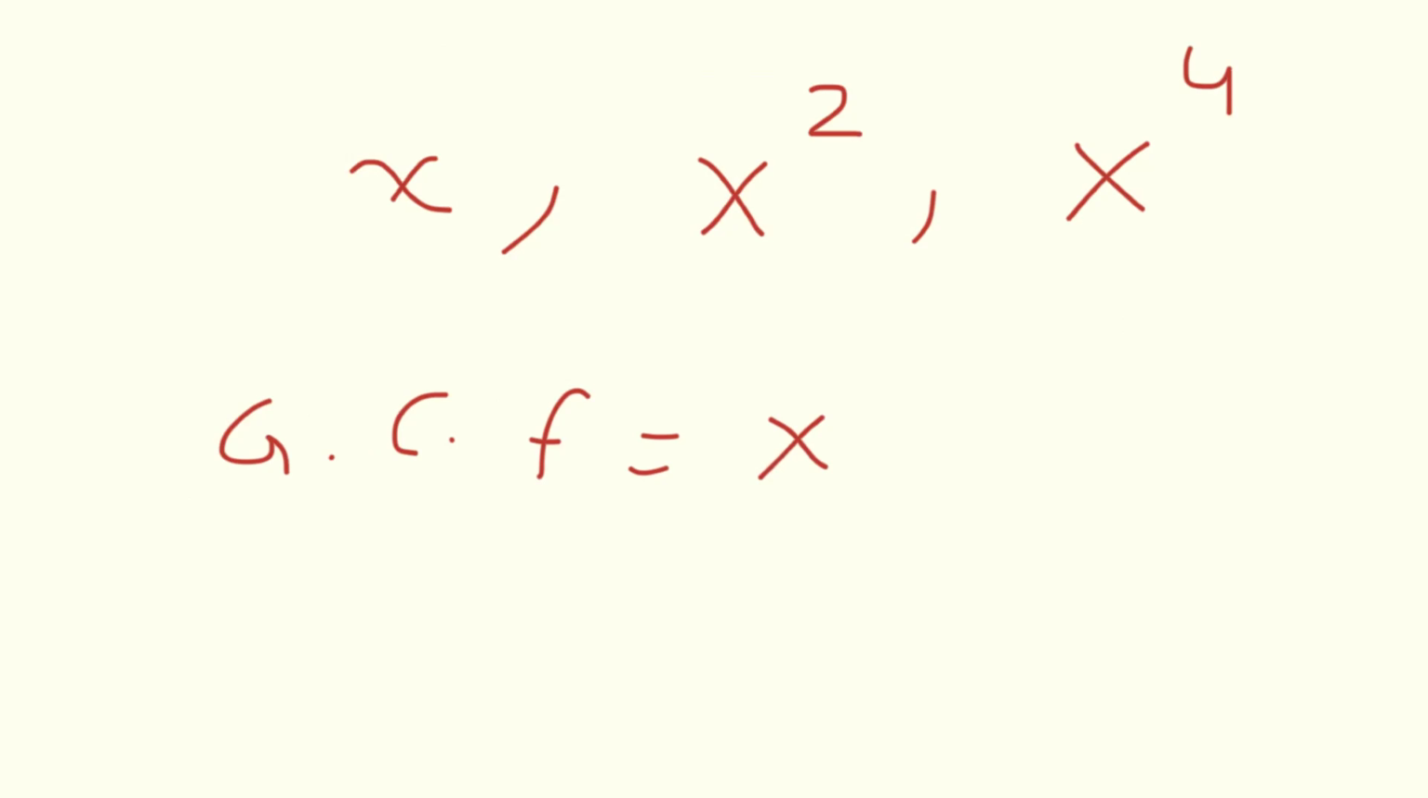Okay, if I have x and x squared and x power 7, for example. Okay. Or 4. The greatest common factor will be x. And so it's always the lowest one. Clear now?